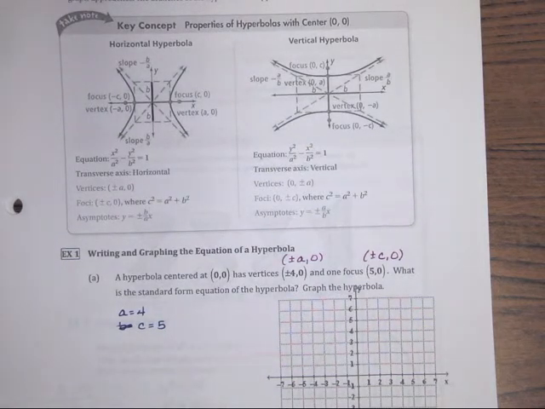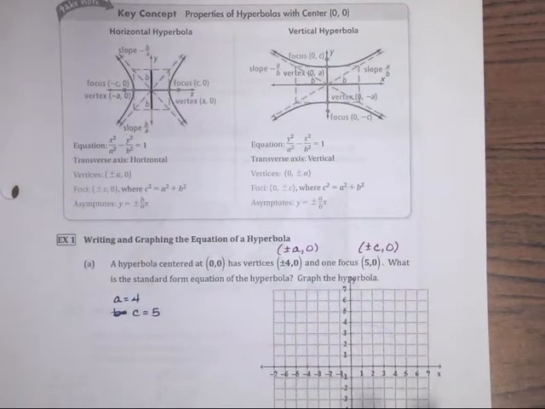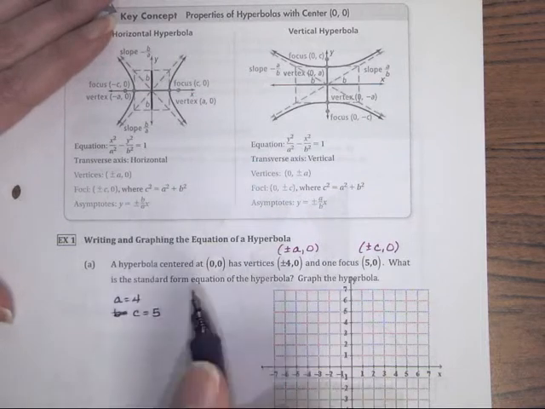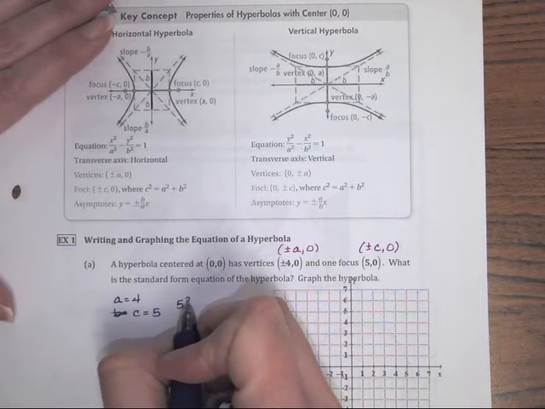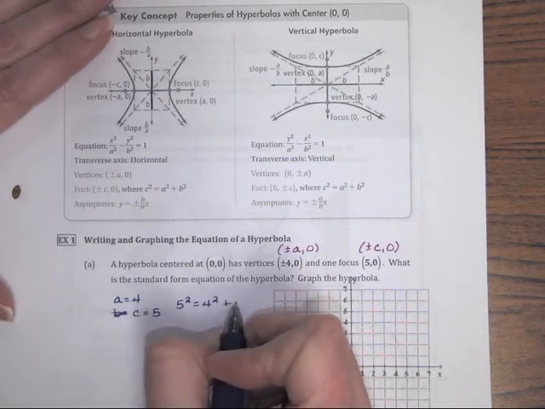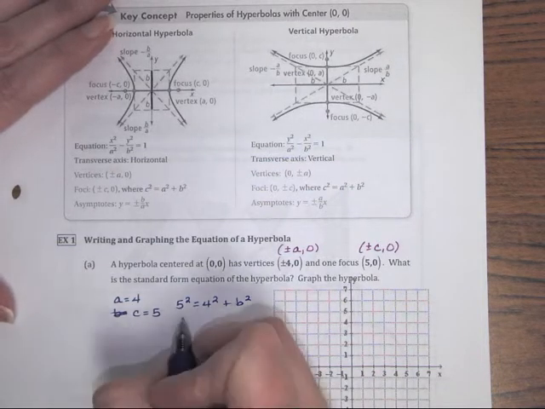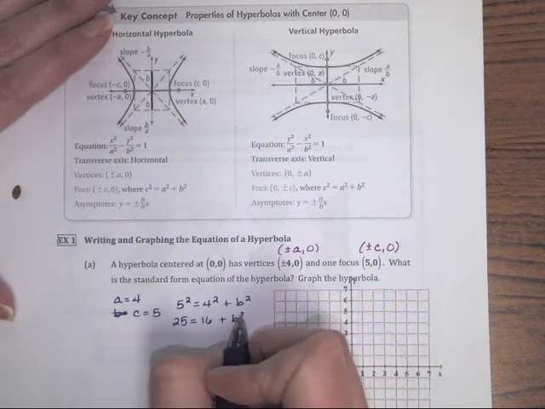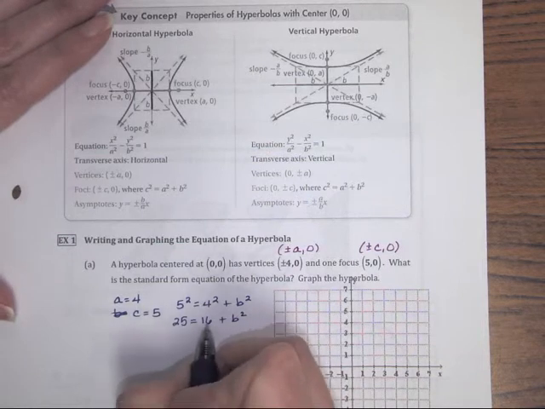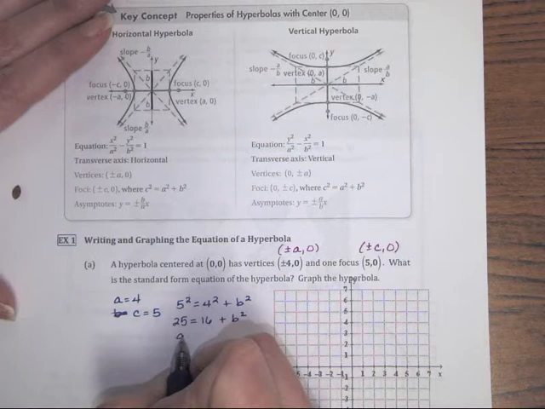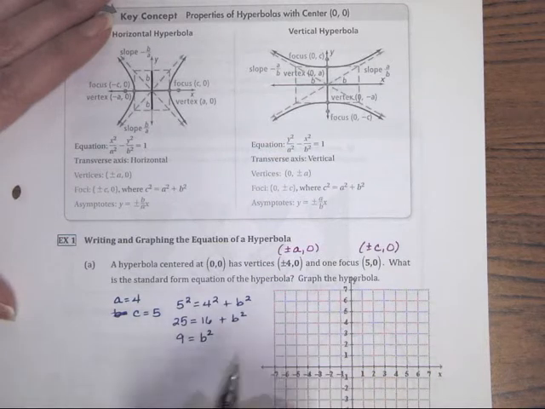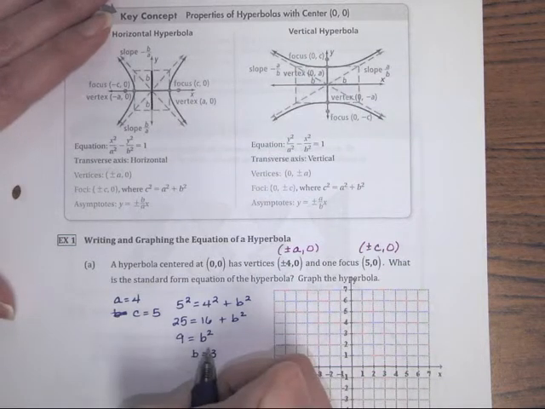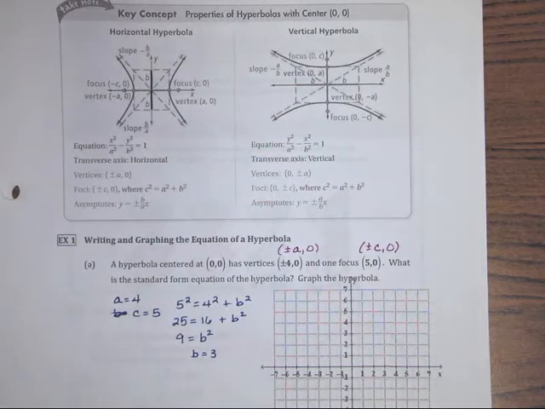And if we want to go to our graph, we'll graph in a minute. All right? Here's our equation. C squared equals A squared plus B squared. So I've got 5 squared equals 4 squared plus B squared, because I need B. So I've got 25 equals 16 plus B squared. And that gives me 9 equals B squared. So B must equal 3, right? Plus or minus. Does that make sense so far?